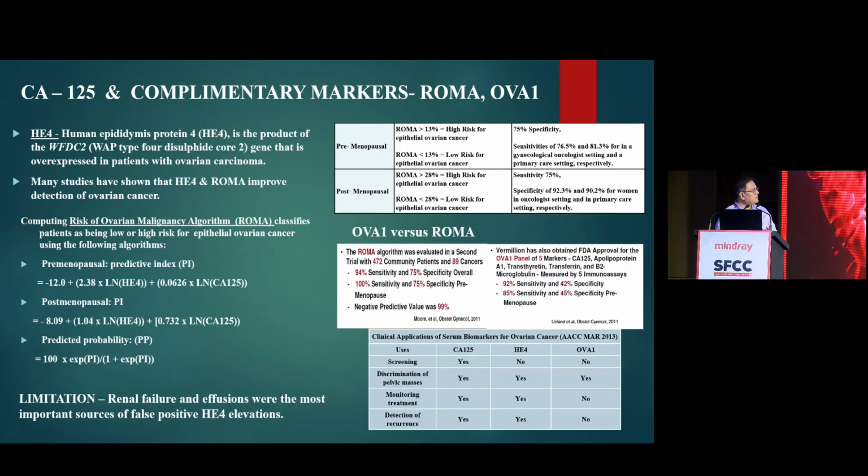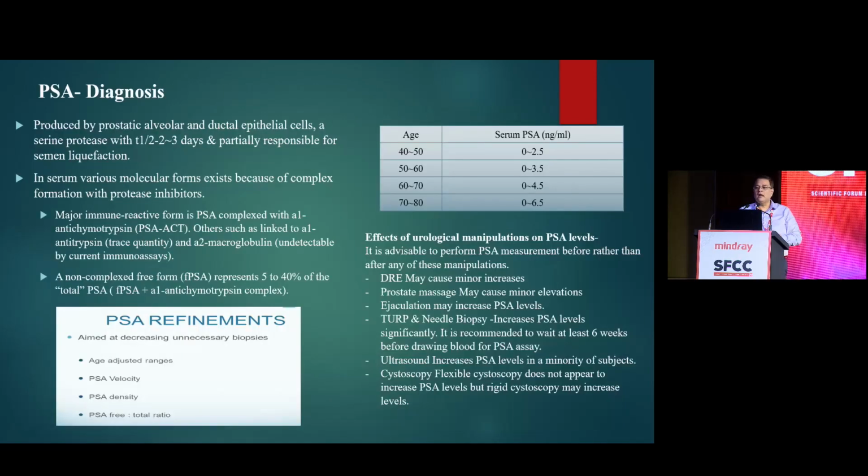And there are comparative studies between ROMA and OVA1 also available in our literature, where it has been proven that ROMA seems to be a better statistical model than OVA1. So this is one way by which CA125 specificity can be improved, by using complementary markers, especially HE4 and ROMA. Okay, so those were some points to highlight specifically on CA125.